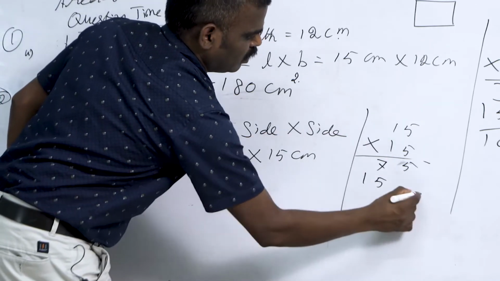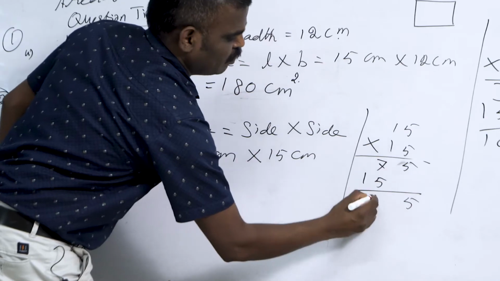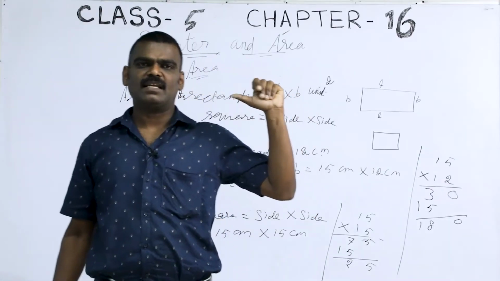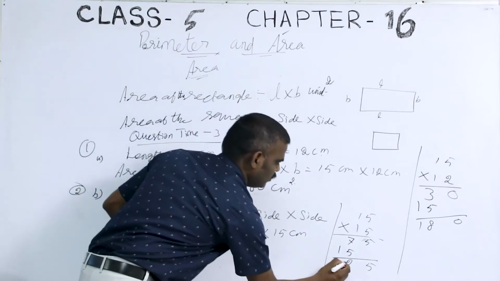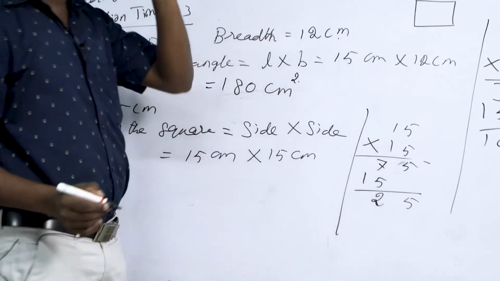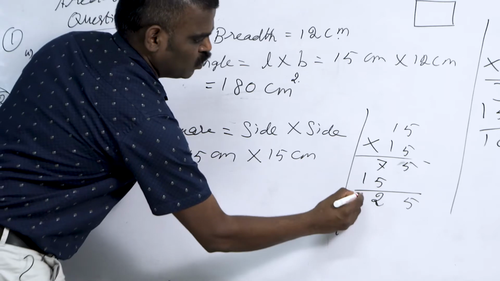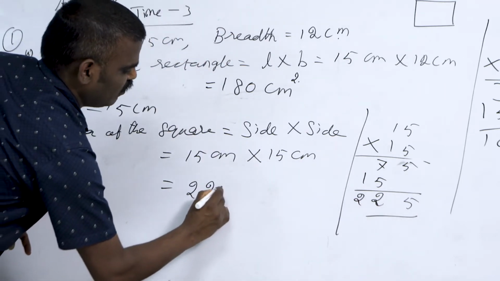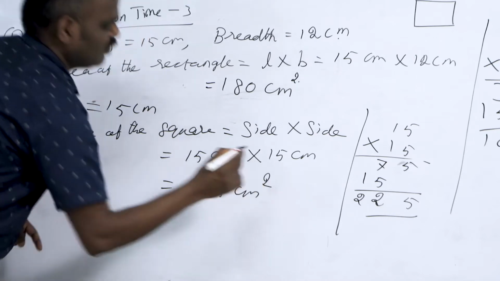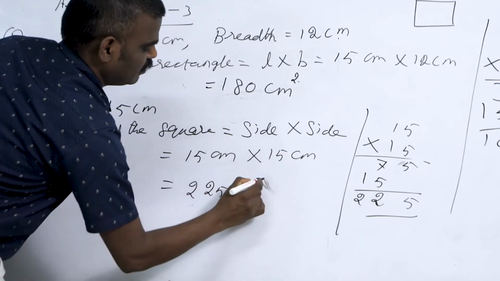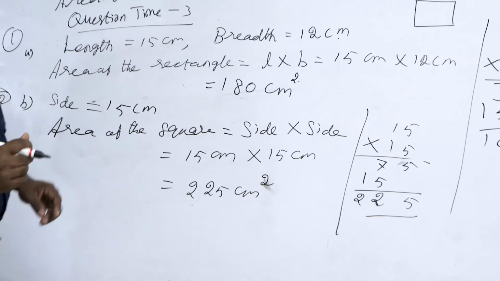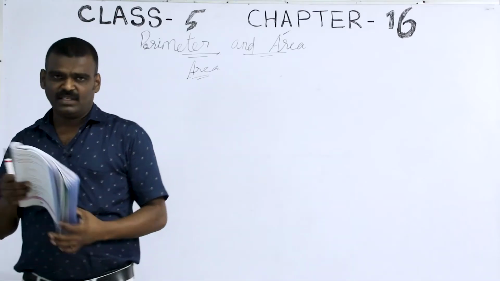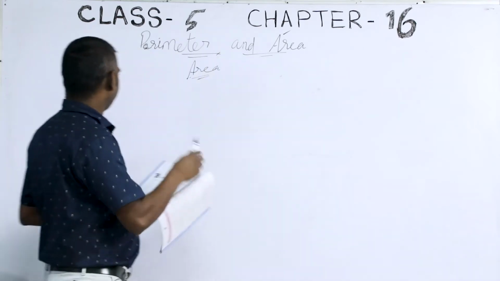Next. 1 5s are 5. 1 into 1, 1. 7 plus 5 how much? 7, 8, 9, 10, 11, 12. How much remainder? 1 remainder. 1 plus 1, 2. 225 centimeter square, again square. Centimeter square. Okay. Write first. Now let us go to question number 3.